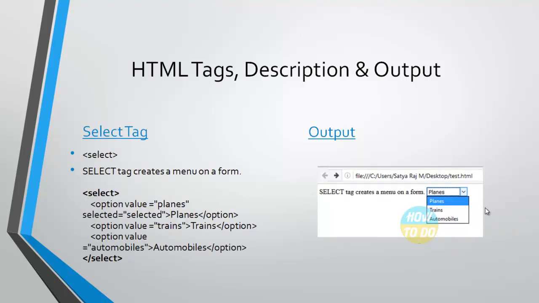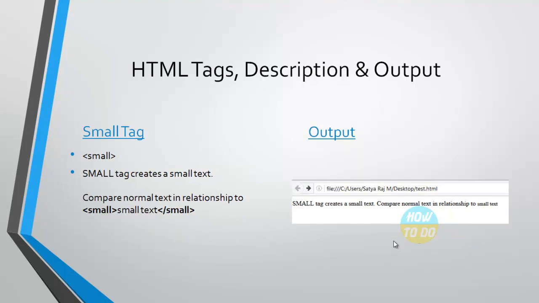Next comes the select tag. The select tag creates a menu on a form, and this is the complete syntax for the same, and this will be the output, wherein you will be getting the menu form in a drop down list.